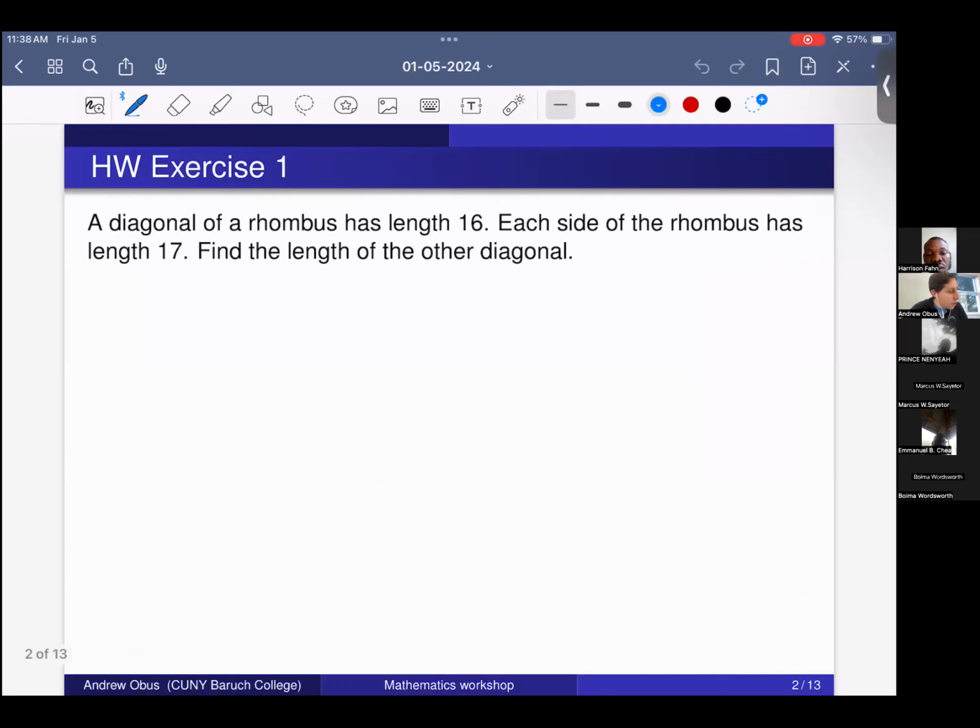Let's start off with the first homework problem that we had last time, which was that a diagonal of a rhombus has length 16 and each side of the rhombus has length 17. We want to find the length of the other diagonal. I drew a picture of this last time. We had a rhombus that looked like this, and each side had length 17.